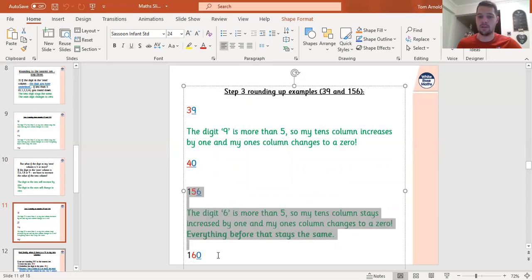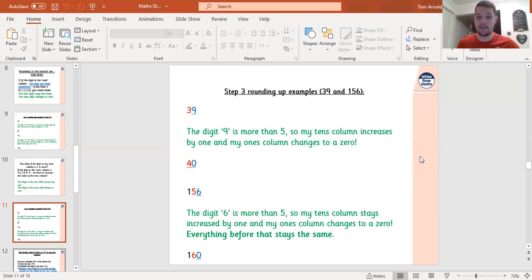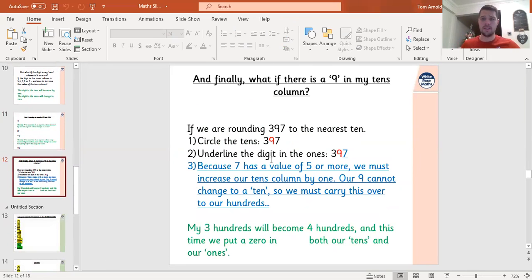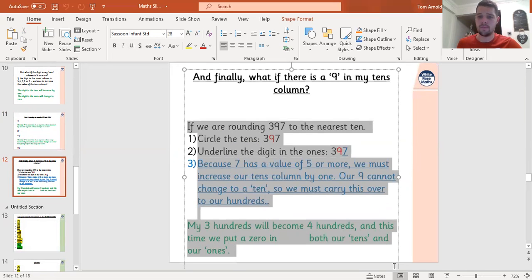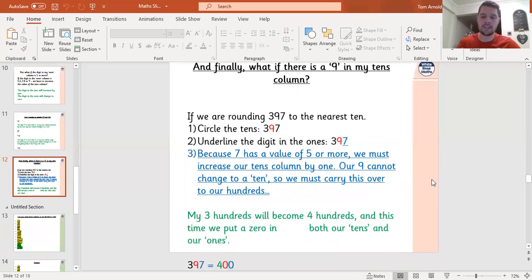Have a look at the 3-digit one again and pause the screen to help you. The only time this sort of changes is when I've got a 9 in my tens column. Have a read over this and see if you can explain to yourself what that actually means. In essence, it means that I can't change a 9 for a 10.